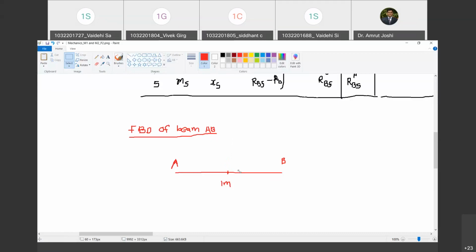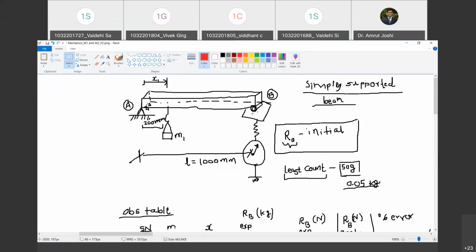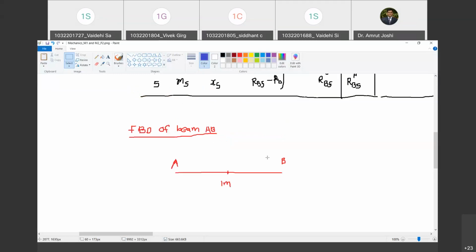Happy? Yes, sir. Why am I not showing it? Because the initial reading was subtracted from the experimental RB that was calculated. That initial reading was talking about the reaction produced at B due to self weight of the beam. So that has been removed. So that means in my analytical expression also I should not consider self weight. Happy? Yes, sir. So though under normal circumstances in free body diagram, self weight is external because it is applied by earth on the body, I have to show that. But in this particular case, I am not going to show it in free body diagram. Happy? Yes, sir. Okay. Let us go ahead.